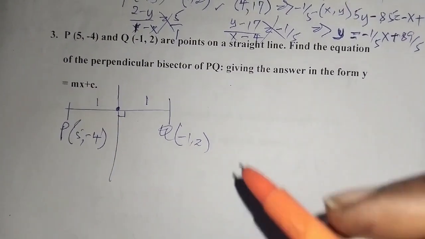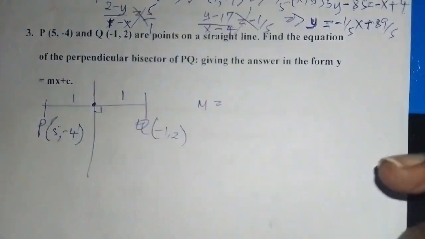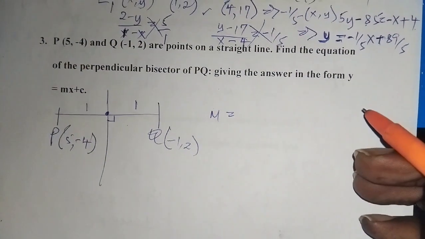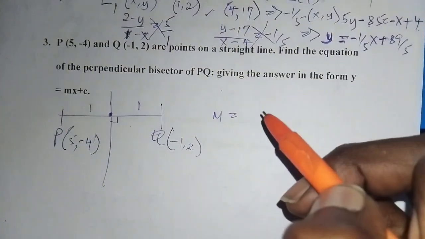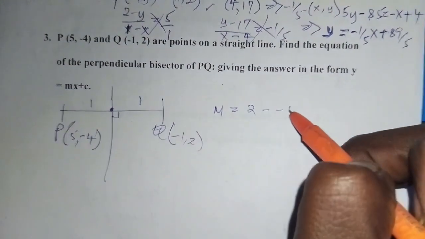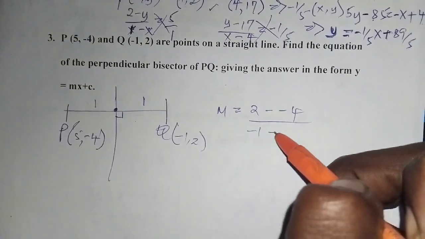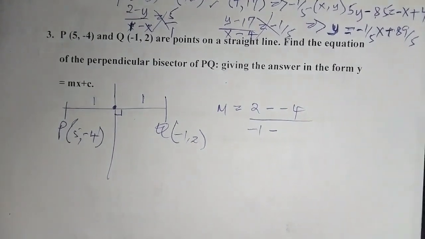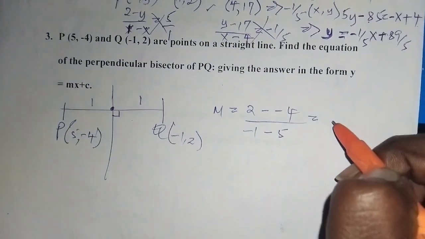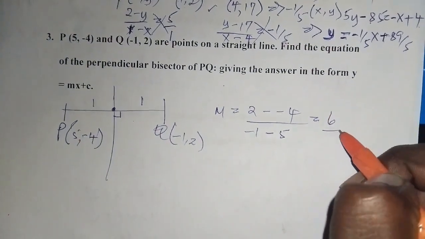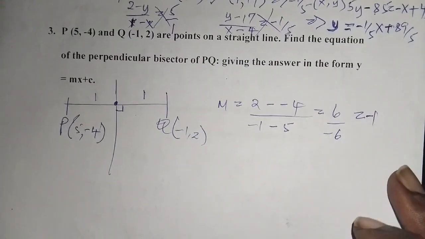So we need to first of all find the gradient m of PQ. So change in y over change in x. So we shall have 2 minus 4 over negative 1 minus 5. This will give us 6 over negative 6, which is negative 1.